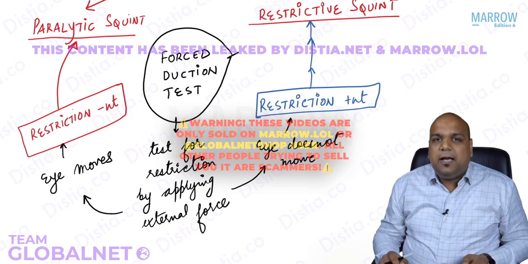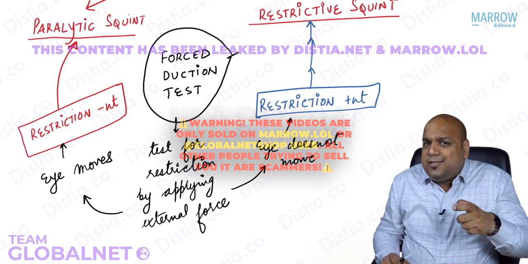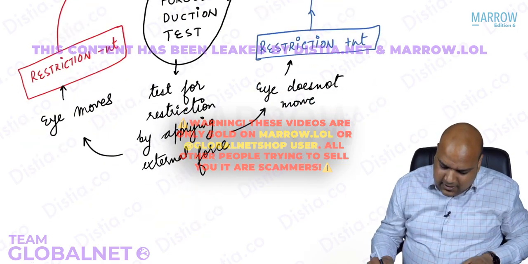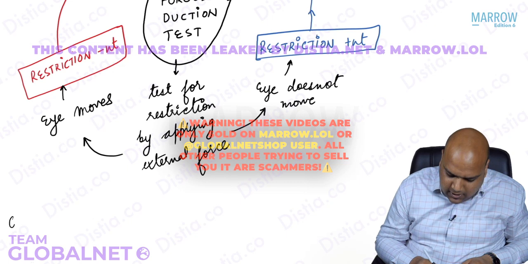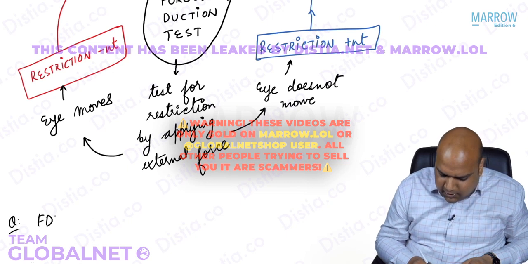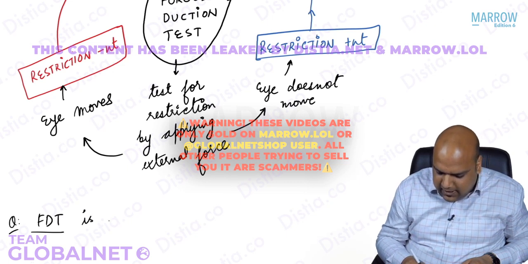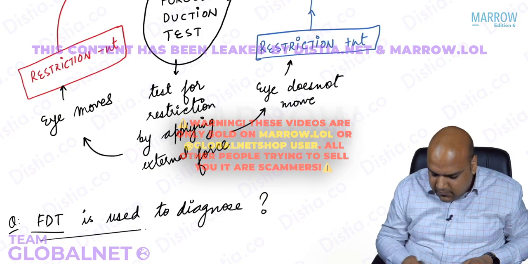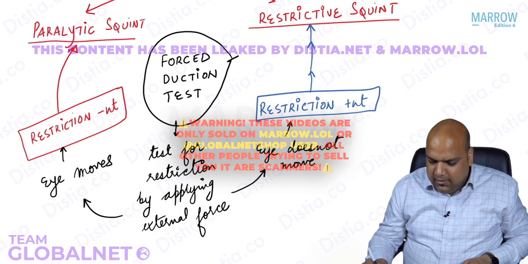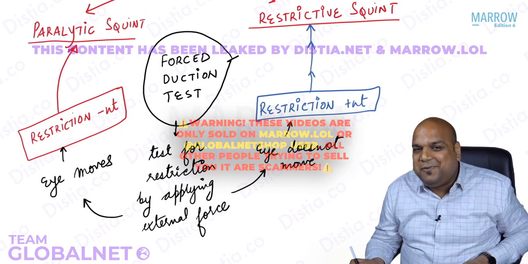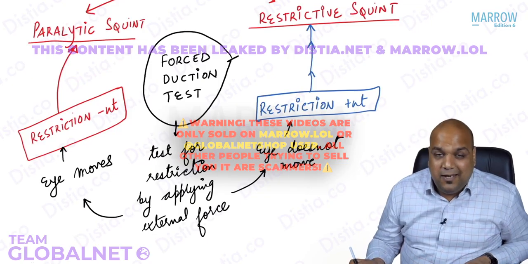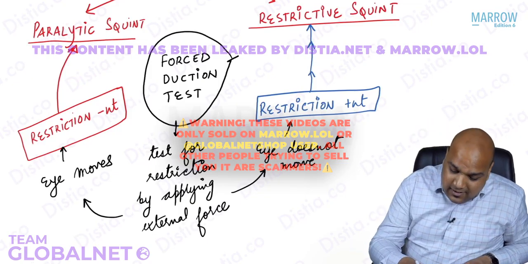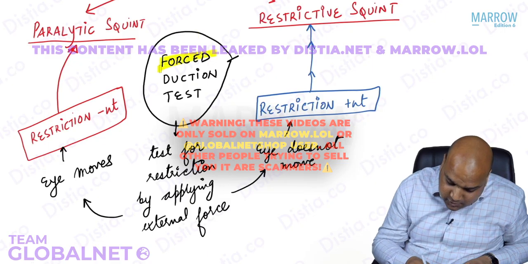Now, if I ask you, everybody, force duction test is used to diagnose. Everybody listen to my question. Based on the knowledge that we have just received, force duction test, short form FDT, is used to diagnose. What is the answer, everybody? A, paralytic squint, B, restrictive squint, C, both of the above. It is used to diagnose both of the above.